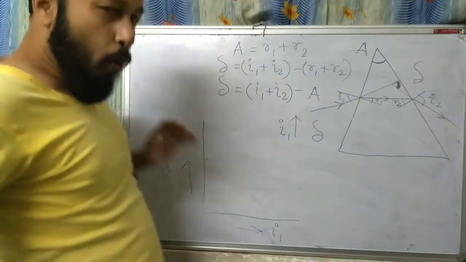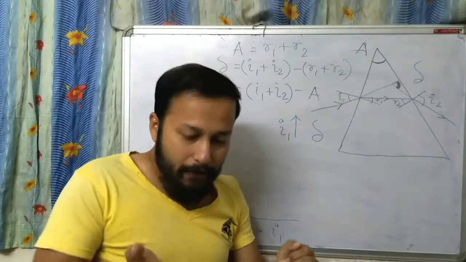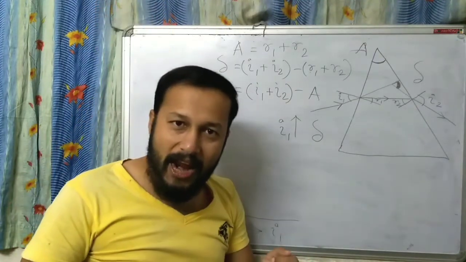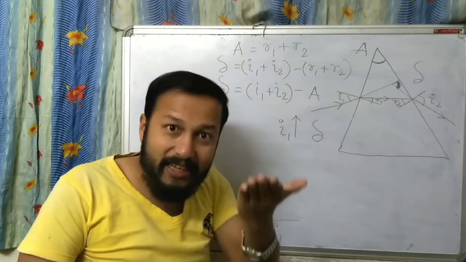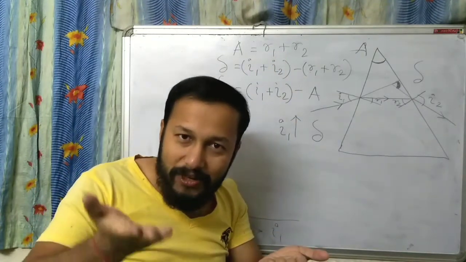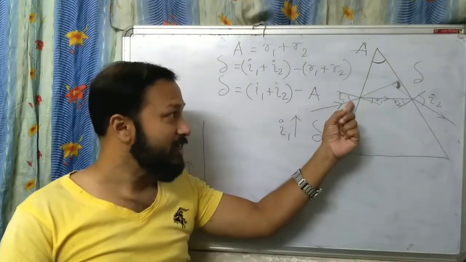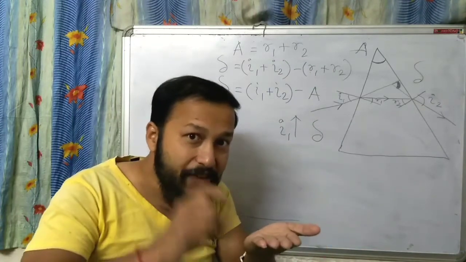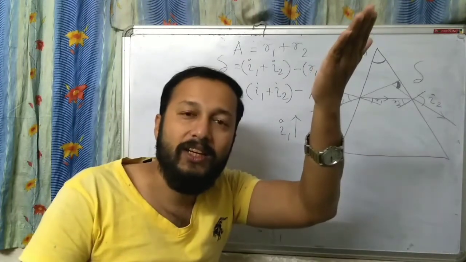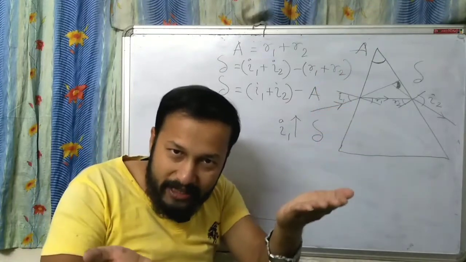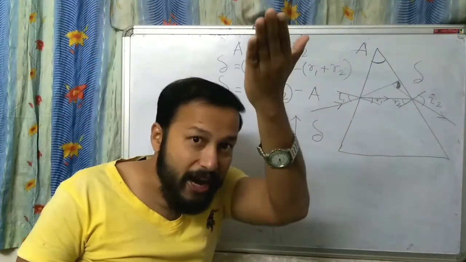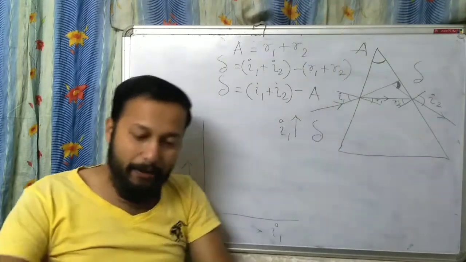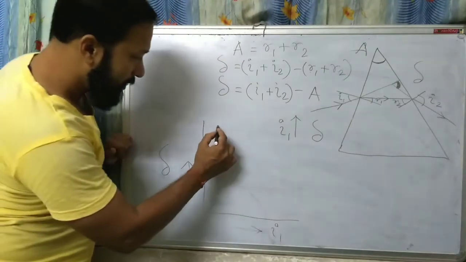See what I'm saying. If you increase the angle of incidence, you will see that the angle of deviation is decreasing. But after a fixed value, it starts increasing. You understood what I said? If the angle of incidence increases, first the angle of deviation will decrease, then again it will increase. Okay, let me show you the graph. This is the graph.